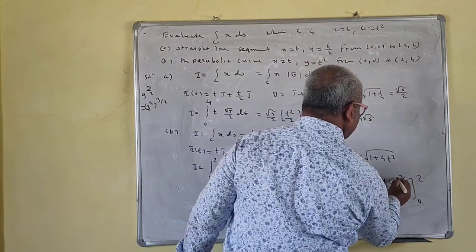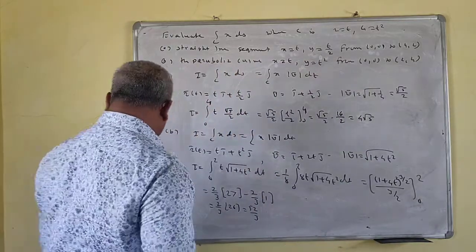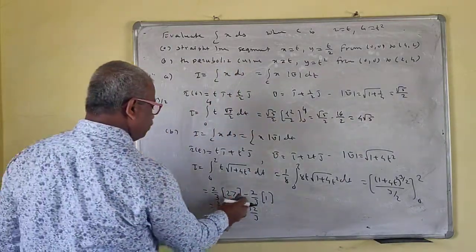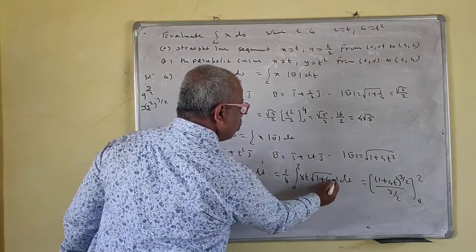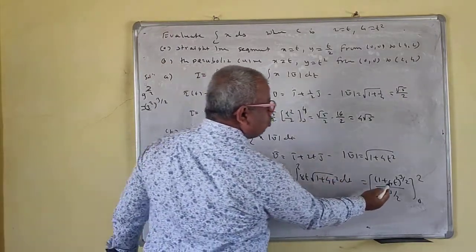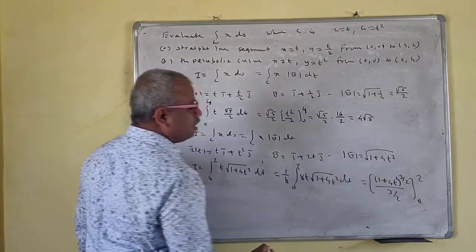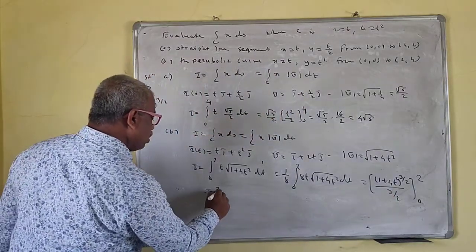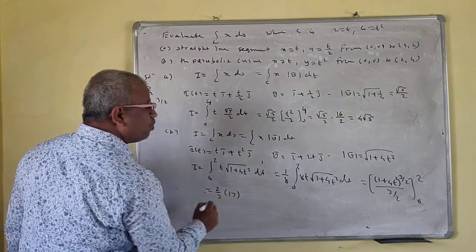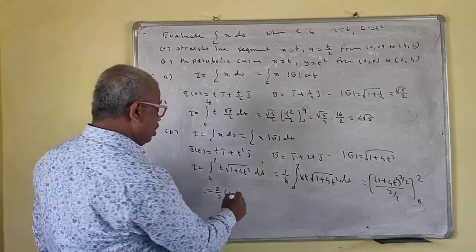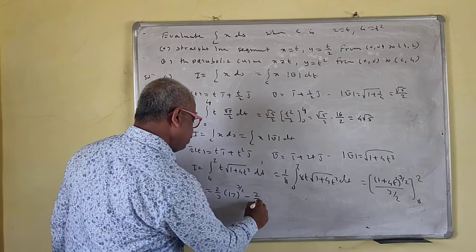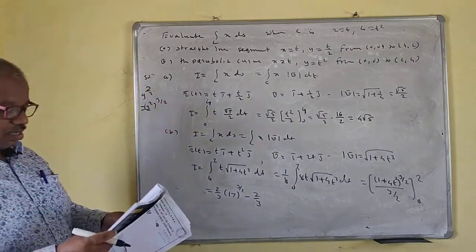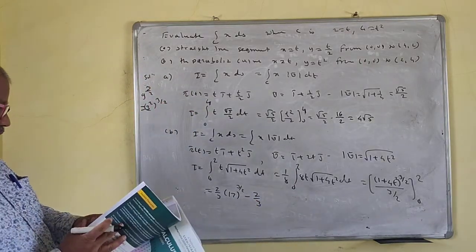Oh, this is t square, not 4t. This is t square. Therefore, you get wrong now. This is what? 1 plus 4t square now. So this is what? 4. 4 into 4, 16. This is 17 now. So this is what? 2 by 3. 17 to power 3 by 2. Minus 2 by 3. This is the required answer for this one.